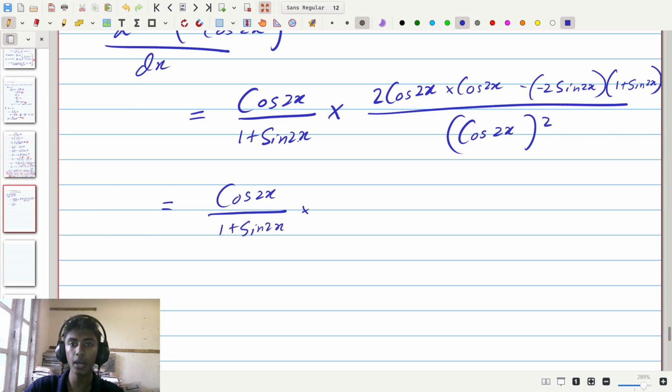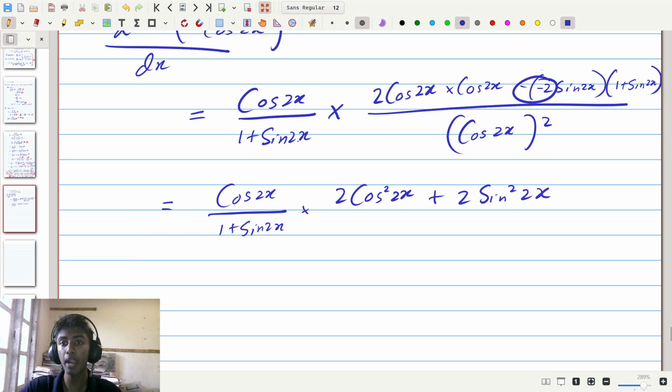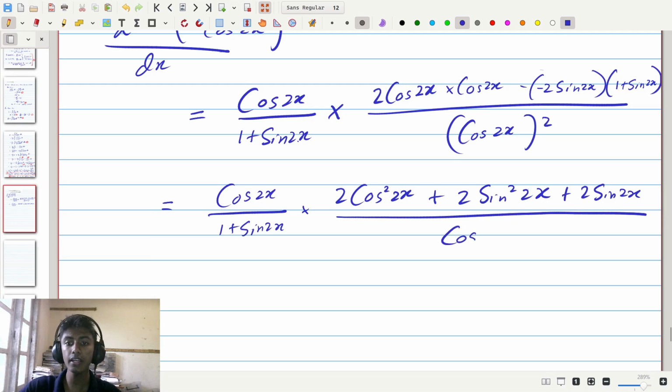And then here we have cosine of 2x times cosine of 2x times 2, which is going to be 2 cosine squared 2x. This bit here is going to be minus minus, which is going to turn into plus. So we have plus 2 times sine 2x times sine 2x, which is going to be 2 times sine squared 2x. And then we are going to have a plus 2 sine 2x times 1. So we're going to have plus 2 sine 2x. It's going to all be divided by the cosine squared of 2x.